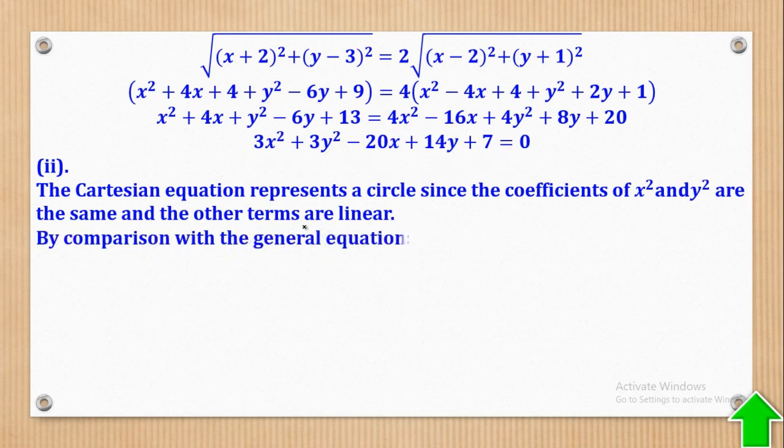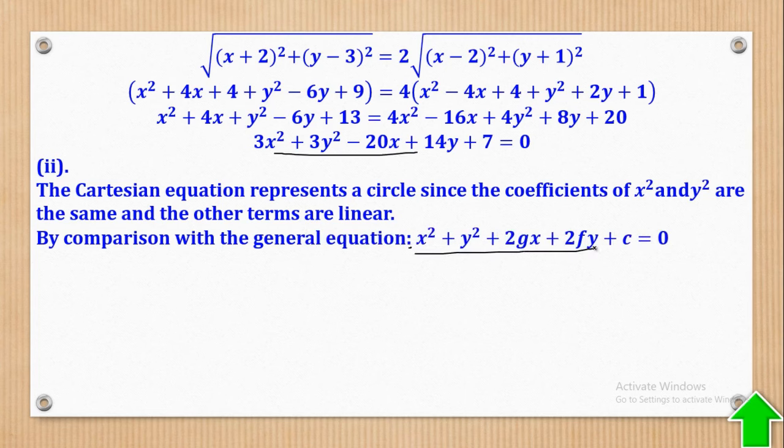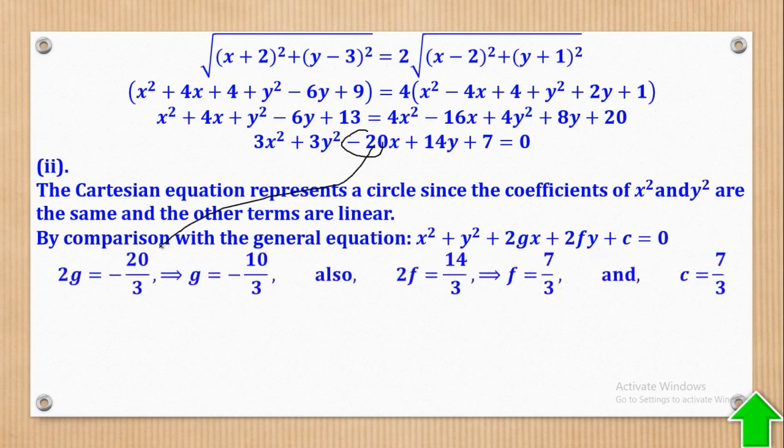Then for the other part, for the part of radius and center, you have to compare this with the general equation of a circle. Then you shall realize that 2g is equal to negative 20, therefore negative 20 over 3. Why are we saying 20 over 3? Because if you look at this one, the coefficient of x squared and y squared is 1, yet here it is 3. So what you do, you have to first divide throughout by 3 to come up with negative 20 over 3, which is here. Then therefore g will be negative 10 over 3. Similarly, 2f is 14 over 3, therefore f is 7 over 3. And c is 7 over 3, which is here.